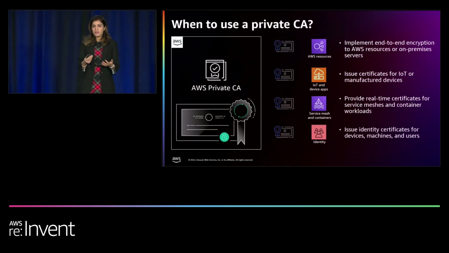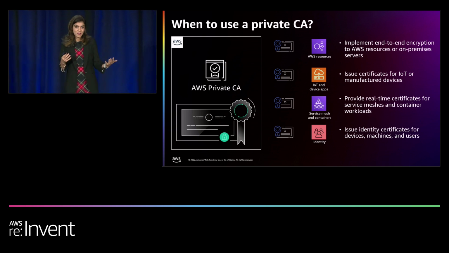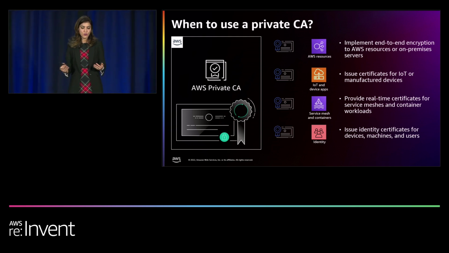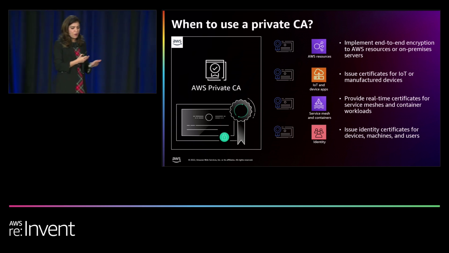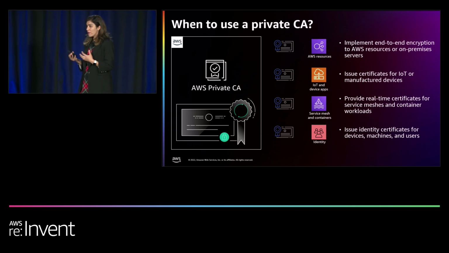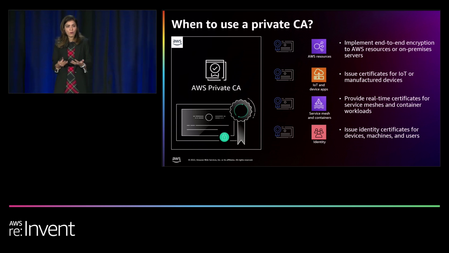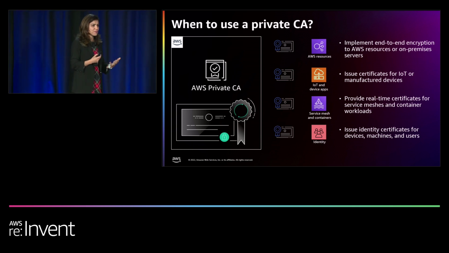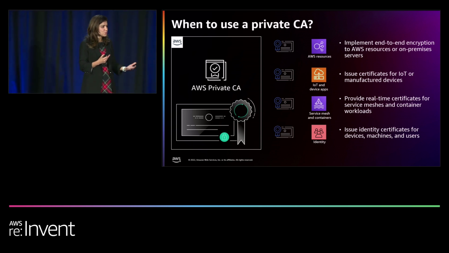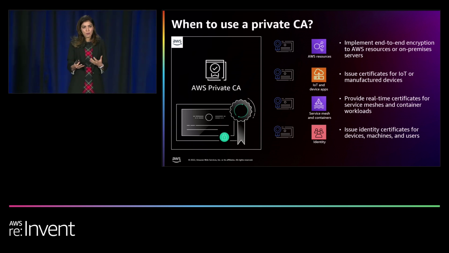So the next question is, okay, we have public certificates and we have private certificates. So when do we use a private CA? And we touched a little bit upon this: when you want to implement end-to-end encryption to AWS resources or on-prem servers. That's one really good use case. And this is becoming popular because of compliance reasons or the need to terminate traffic at the end host, whether it's an EC2 machine or an on-prem host.